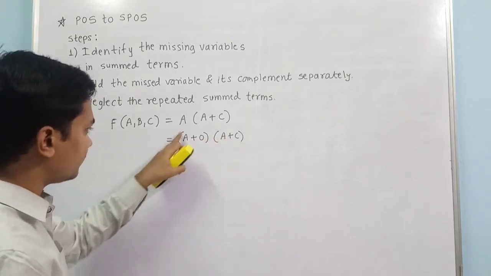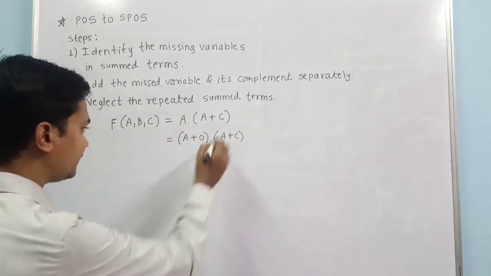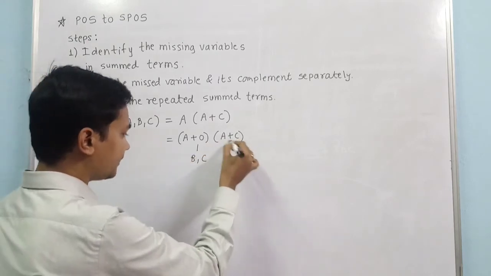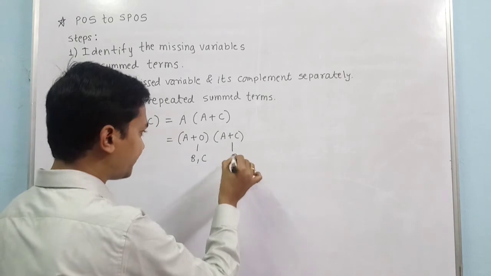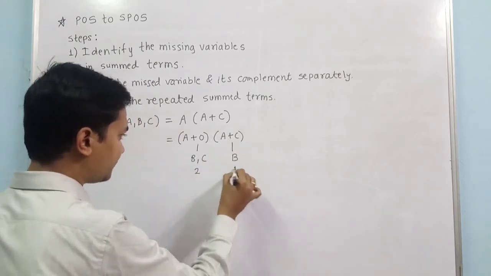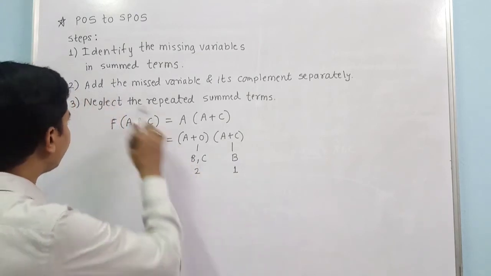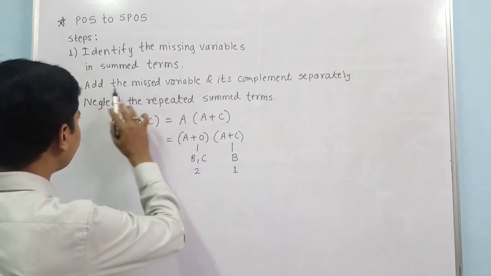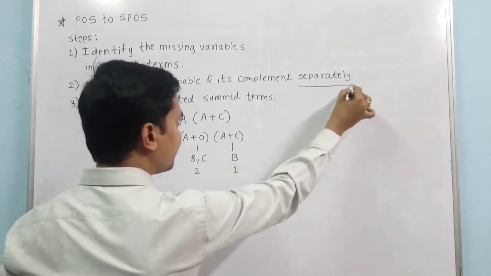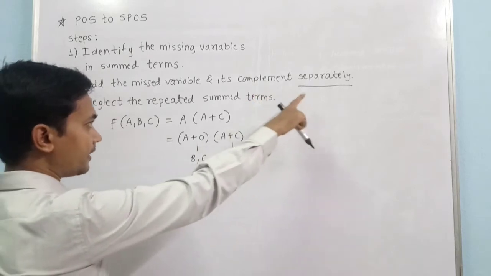Now in the first summed term, variables B and C are absent, and in the second summed term only B is absent. So here a total of two variables are absent, and there a total of one variable is absent. How should we implement the second step, that is, add the missing variable and its complement separately? This word separately has some importance, that is why I wrote it there.